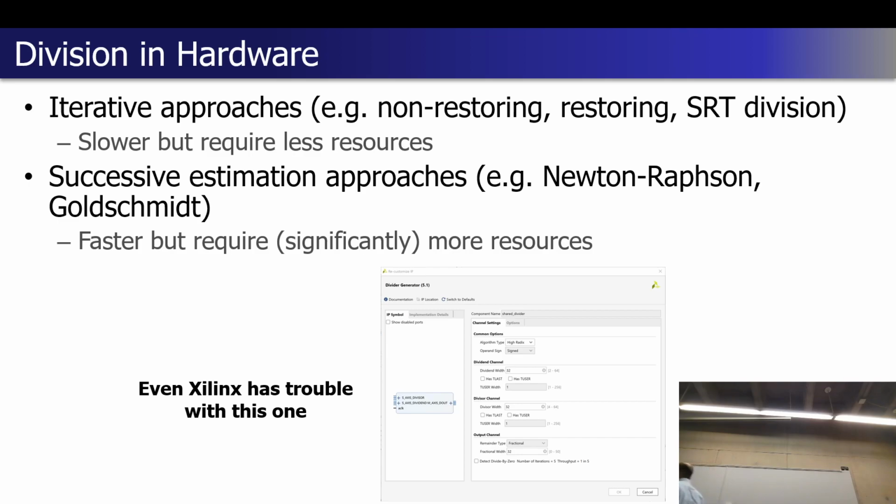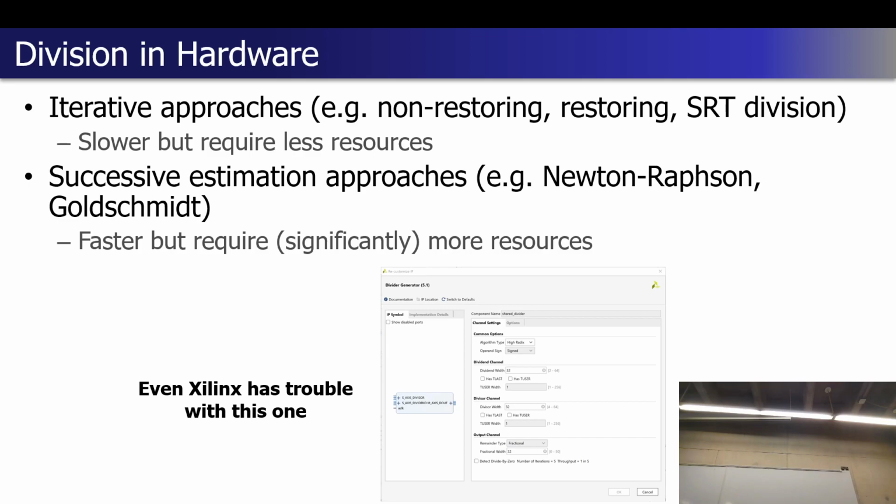Division, as multiplying is like an extra order of magnitude, it's n squared versus order n operation. Division itself is another order of magnitude on top of that in terms of resources, or at the very least in terms of time it takes to do that division. Because the approaches that we still use today in state-of-the-art dividers are iterative and they require successive estimation.